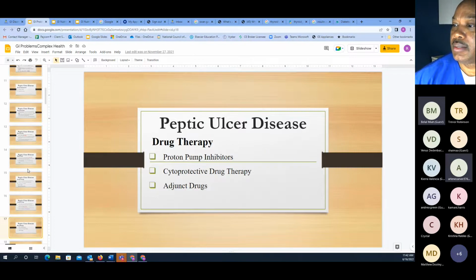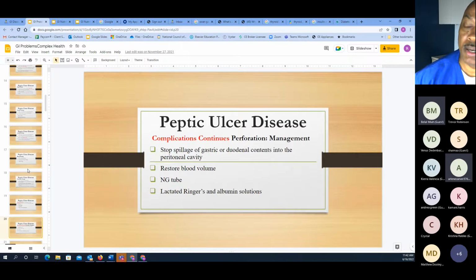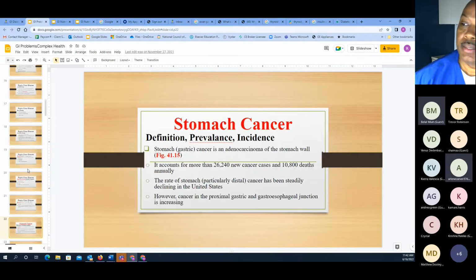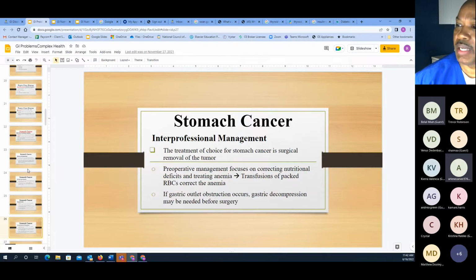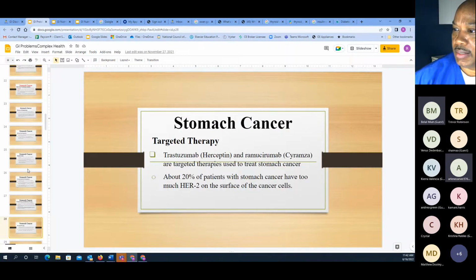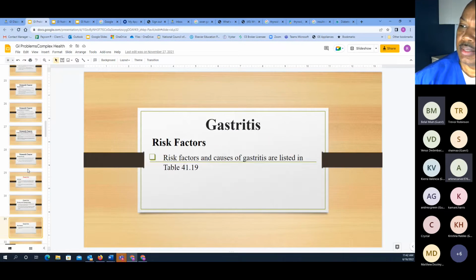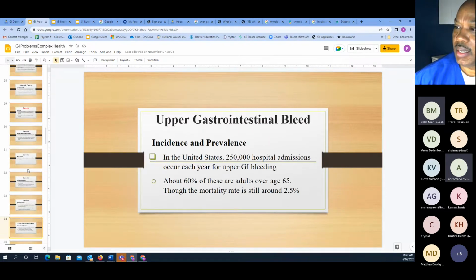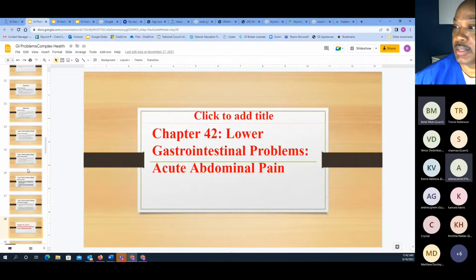So that peptic ulcer disease, someone told me that your CMS had a lot of peptic ulcer disease on it. So, you know, stomach cancer, I think they said it talked about some of that as well. So take a look at this. Your stomach cancer, I provided a nice piece of information about that. Let's see, stomach cancer, gastritis, upper gastrointestinal bleed. So take a look at this information as well. Again, I would just focus on this.